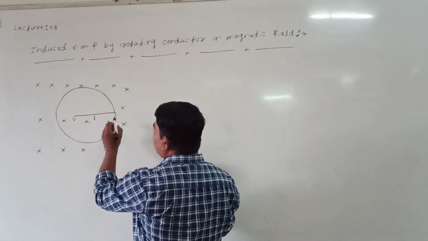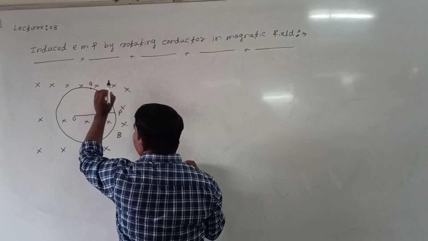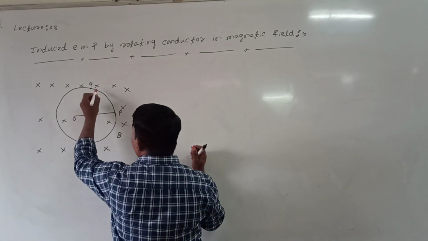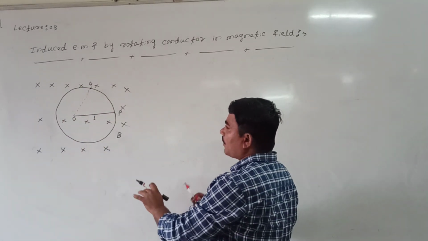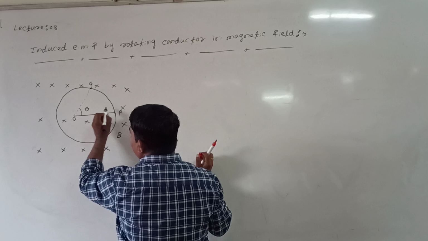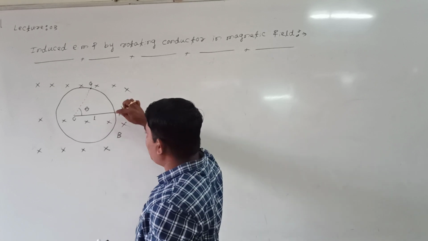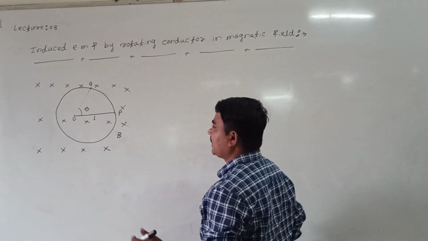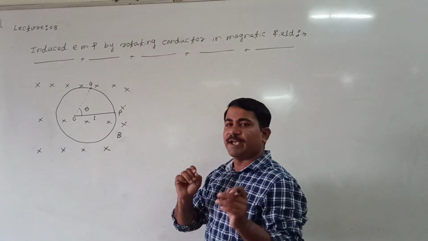Let us take the conductor moving from point P to point Q, like this. When the conductor moves from point P to point Q, it creates an angle theta. Are you following? As the conductor moves from P to Q, how much angle has been created? It creates an angle theta.